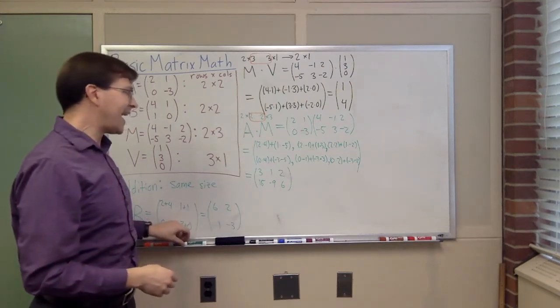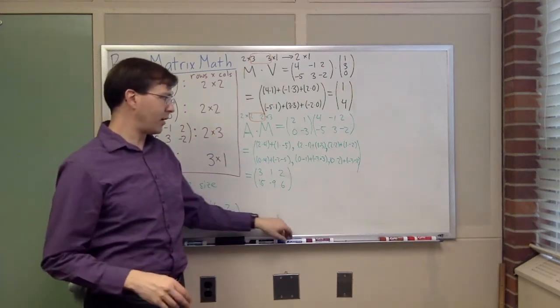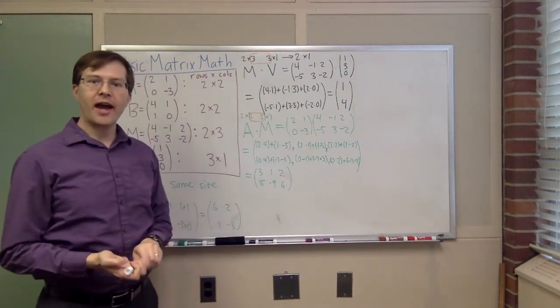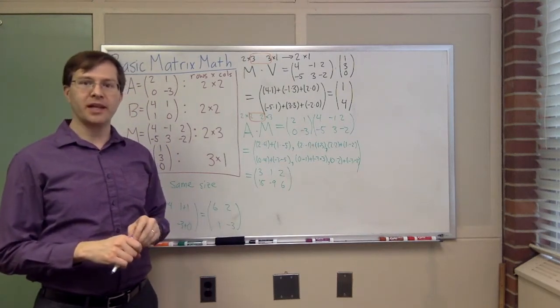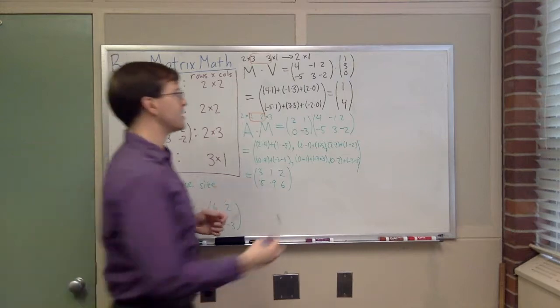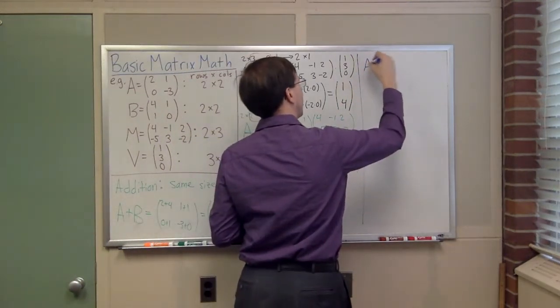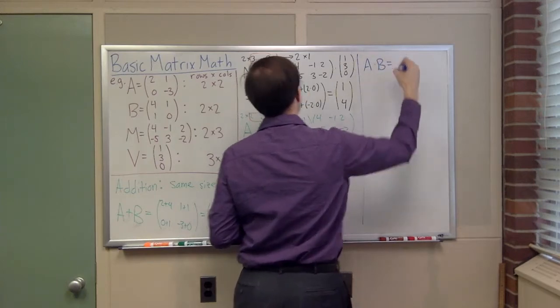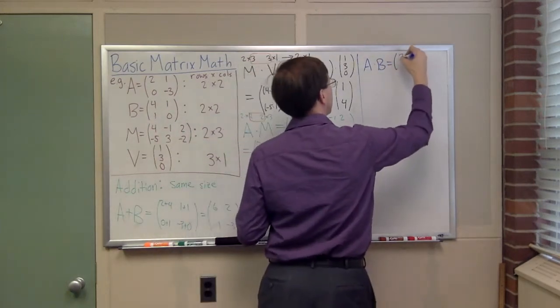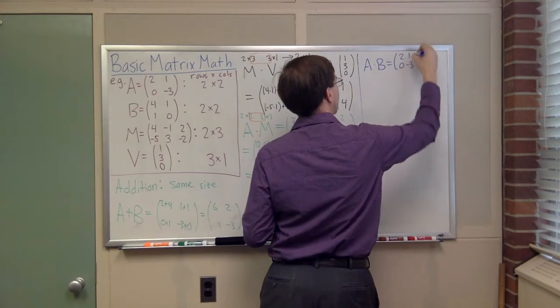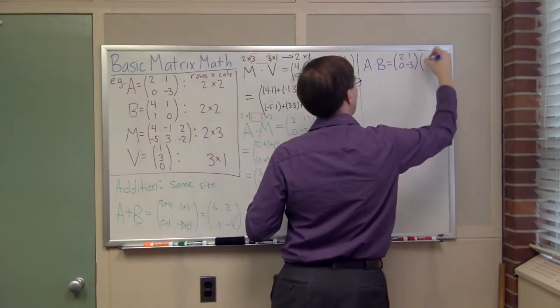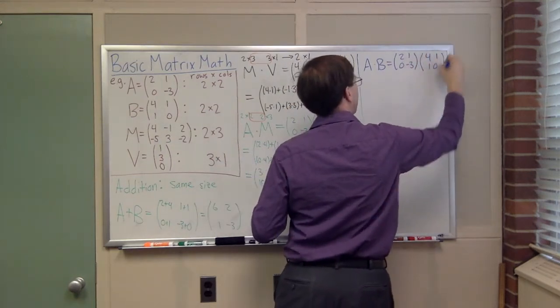The one case where I can do it both ways, where I can compare both orders, is if I have 2 square matrices being multiplied together, 2 square matrices of the same dimensions. In that case, A times B, for example, what do I have? That's my 2, 1, 0, minus 3, I believe, times 4, 1, 1, 0.